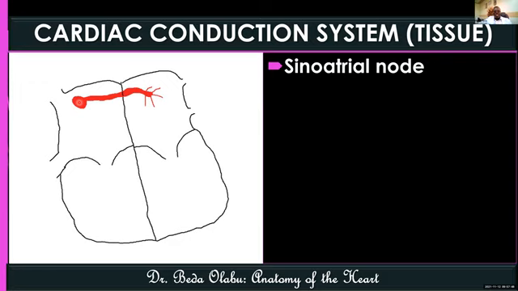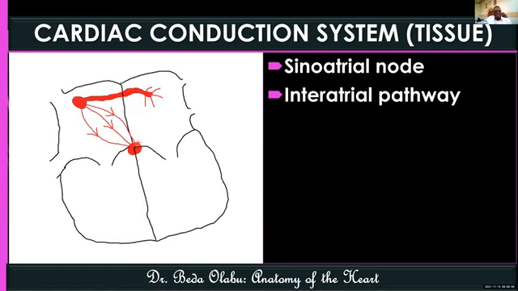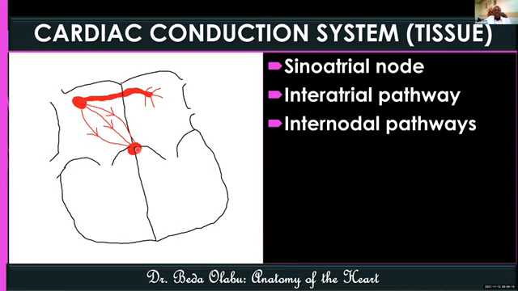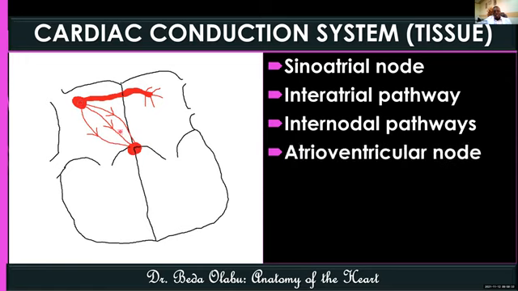When it initiates that, it takes impulses to the left atrium via the path we call the interatrial pathway, because it's connecting two atria, the right atrium and the left atrium. But impulses also move from the sinoatrial node to the atrioventricular node. And because these three channels connect two nodes, we call them internodal pathways. Impulses move from the sinoatrial node to the AV node via the internodal pathways. There are three internodal pathways: the anterior, middle, and posterior internodal pathway.